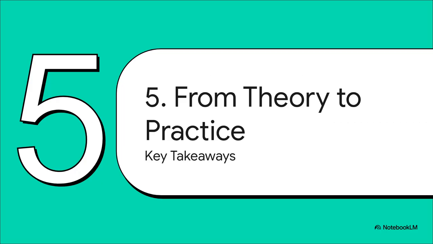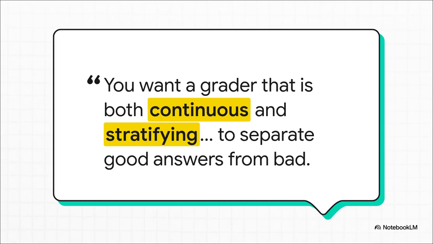Okay, let's bring it all home and distill this down to the key takeaways. If you're thinking about using RFT, what are the absolute must-knows? David from Accordance really nailed it with this quote. Your grader can't just be a binary right or wrong. It needs to be continuous, meaning it can give a whole range of scores. And it has to be stratifying, which is just a fancy way of saying it can clearly tell the difference between a great answer, a good answer, and a bad one. An answer that's 80% of the way there should get more credit than one that's only 60% there. That's how the model really learns to improve.